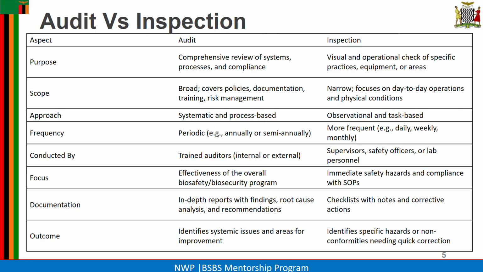So outcome. For the audit, it identifies systematic issues and areas of improvement. But for the inspection, this one identifies specific hazards or non-conformities needing quick correction, not really something that will need a longer type of corrective action.